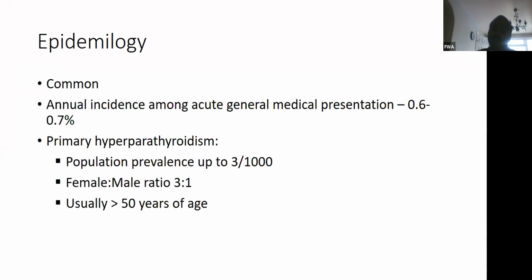Hypercalcemia is quite common. In acute general medical presentation it is quite small, ranging from 0.5 to 0.7%. But in the population, it has quite a high prevalence of around 3 patients per 1,000. It's more common in females than males, and most patients are above the age of 50.